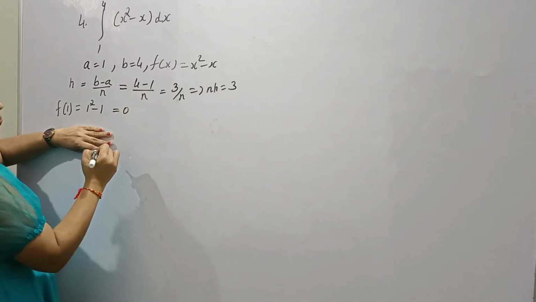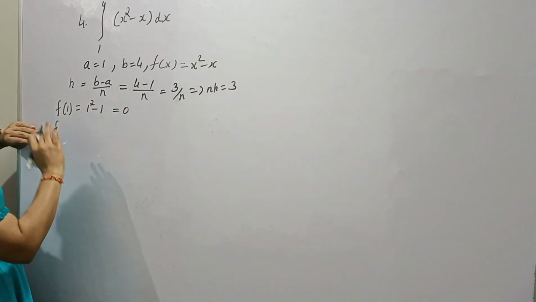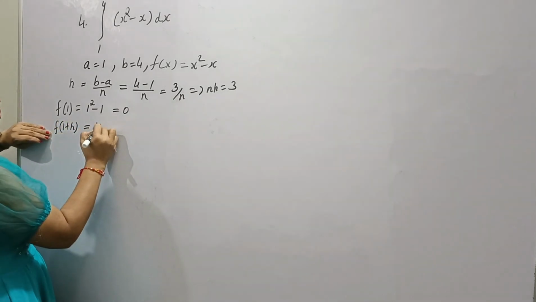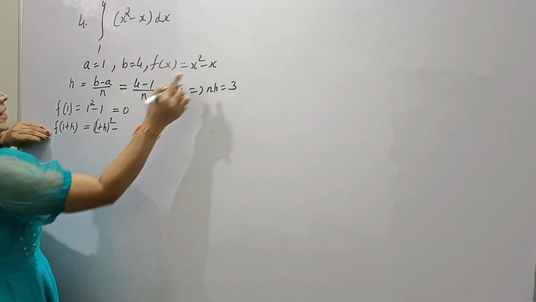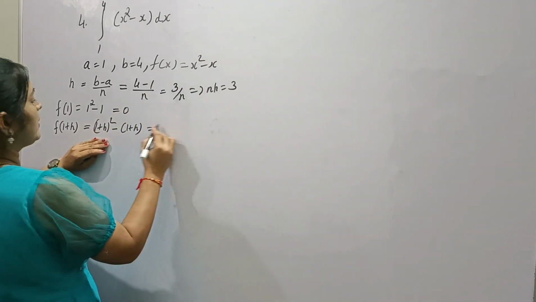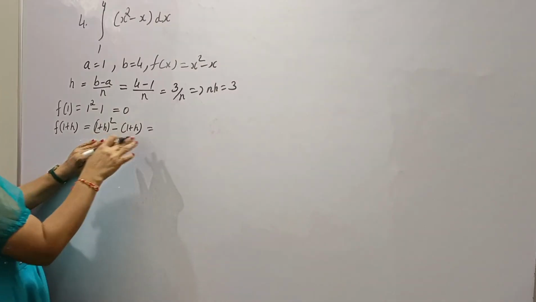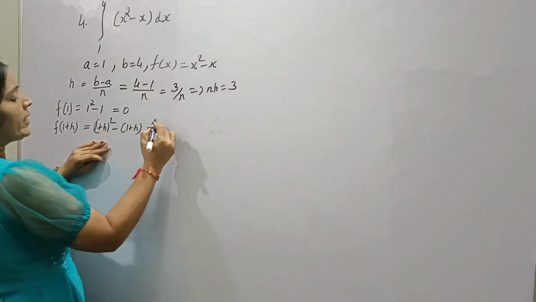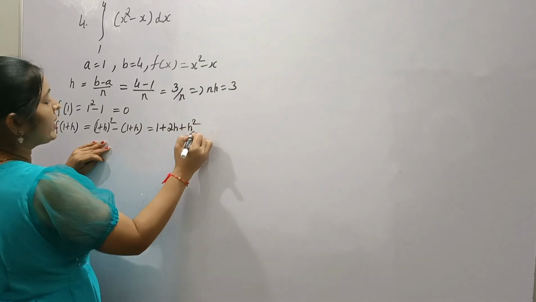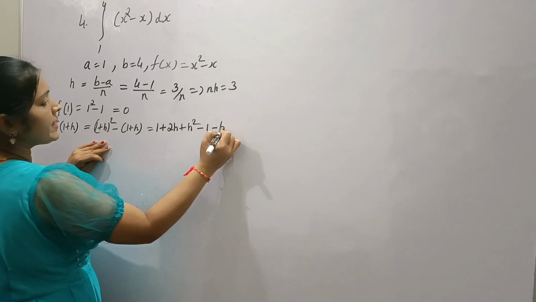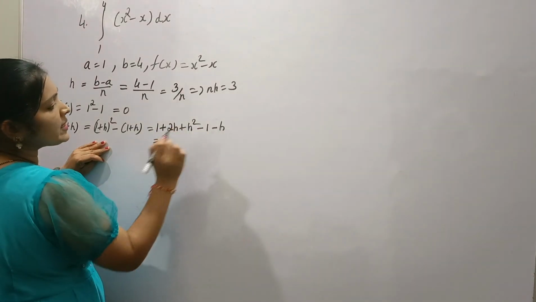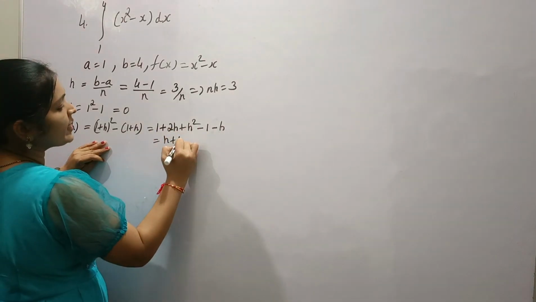Next we will find f of a plus h, that is f of 1 plus h, that is equal to 1 plus h whole square minus 1 plus h. Let's expand it, 1 plus h whole square is 1 plus 2h plus h square, here minus 1 minus h. So here 1 is cancelled, then 2h minus h is h, so h plus h square.